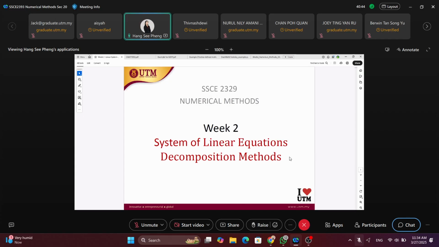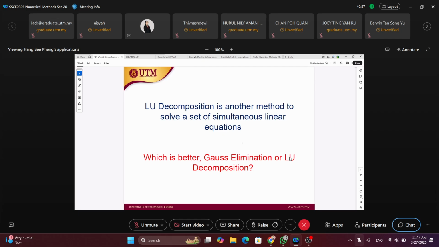Now, solving the system of linear equations, we have the LU method. So what is the LU decompositions method? I have a slide here. That is another method for us to solve simultaneous equations. But you may ask which one is better, Gauss eliminations or LU decompositions, or maybe an iterative method. This really depends on the data that you have, on the types of system of linear equations.